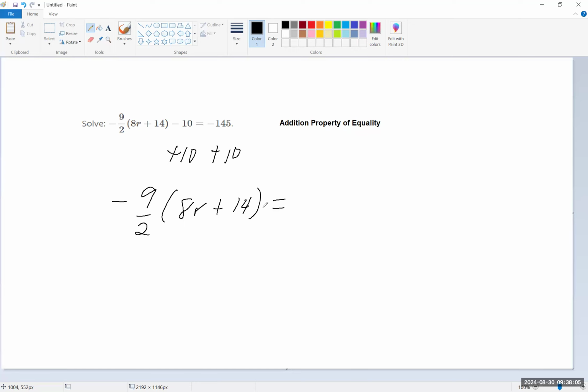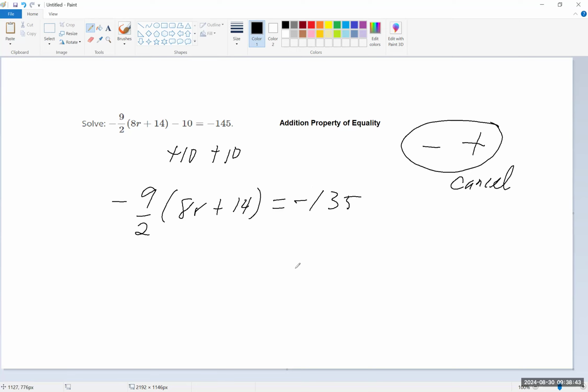So one way to think about it is imagine 145 minus signs, and then you add 10 plus signs. And then you might imagine that whenever you have a plus sign and a minus sign, they cancel. So we would end up with negative 135. That's one way to think about it.